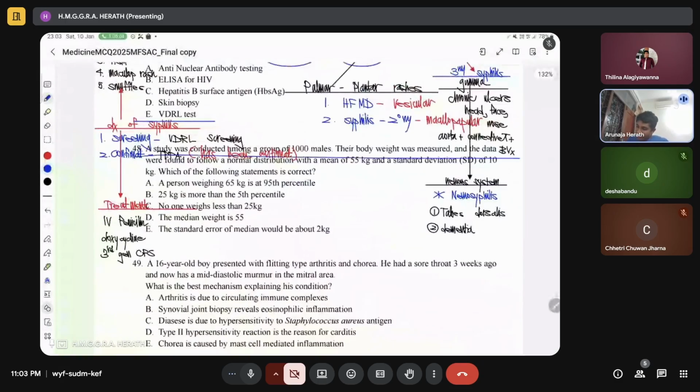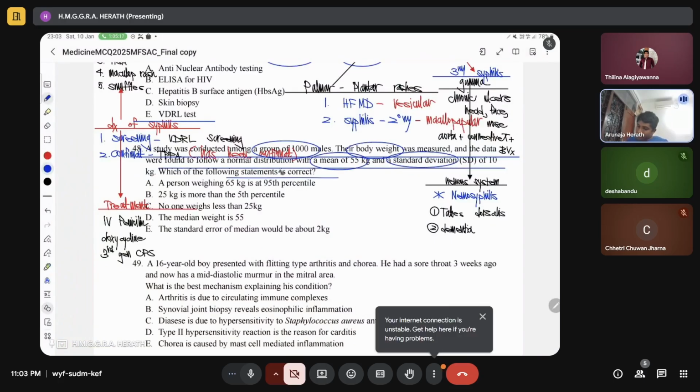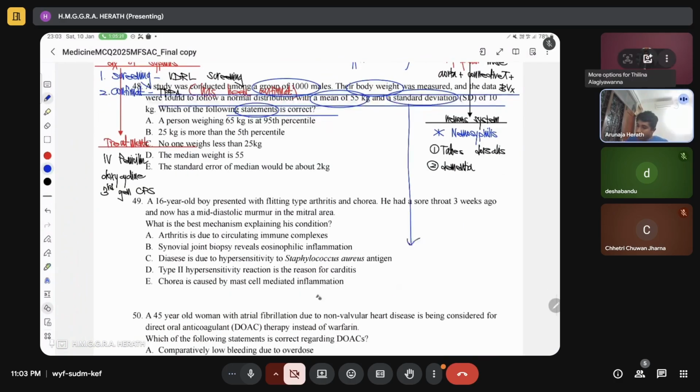Those days. A study was conducted among a group of 1,000 males. Body weight was measured. The data was found to follow a normal distribution with a mean of 55, standard deviation of 10. Which of the following statements is correct? Okay. So standard deviation. What is standard normal distribution?